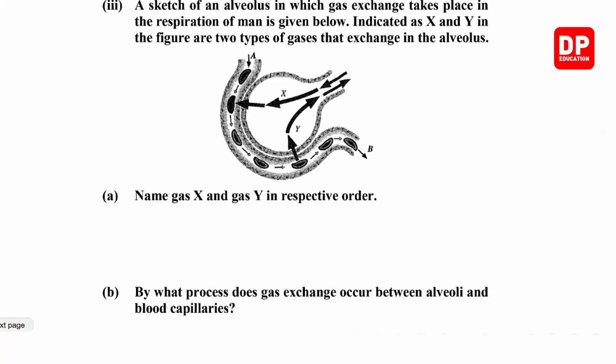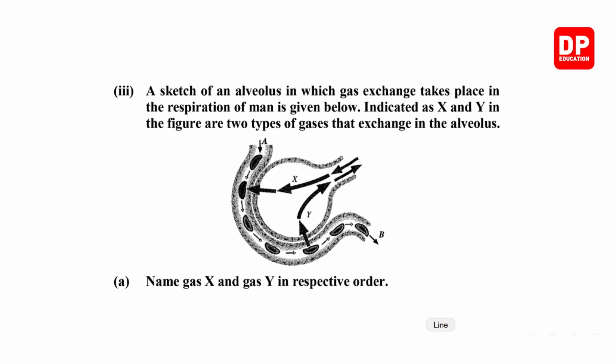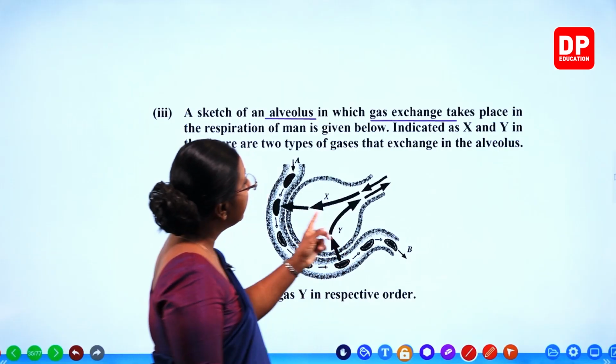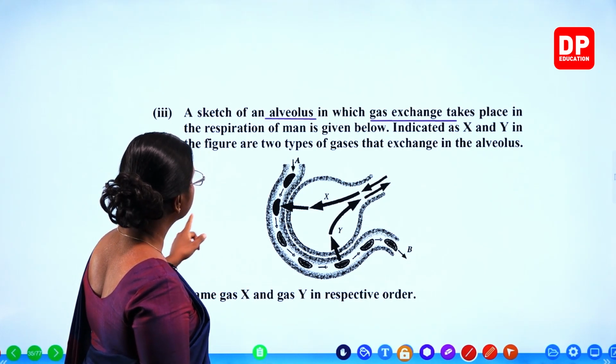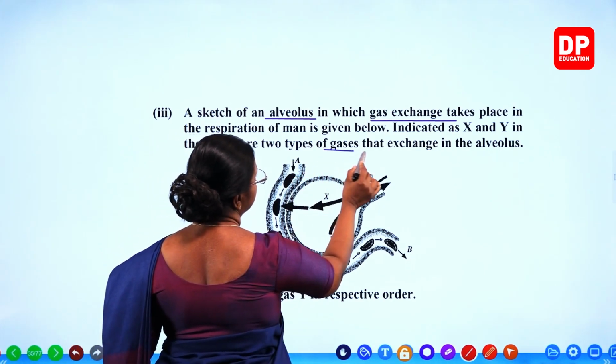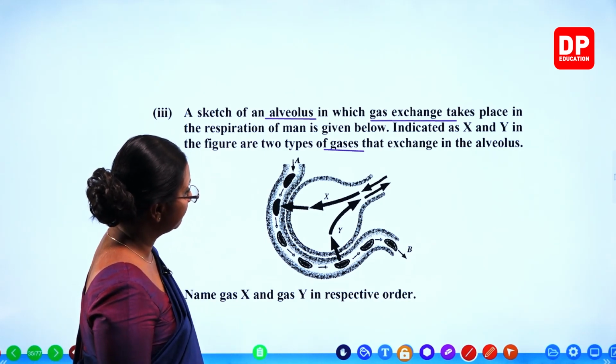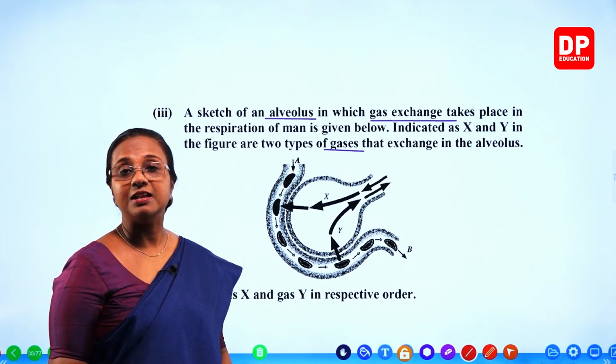Here we have part 3. Another diagram is given to you. A sketch of an alveolus. Now I told you all about the alveolar sacs. Alveolus, alveoli, all refer to the same thing. So a sketch of an alveolus in which gas exchange takes place in the respiration of man is given below. So in the alveolus, it is the gas exchange. Indicated as X and Y in the figure are two types of gases. The gases are indicated as X and Y that exchange in the alveolus.